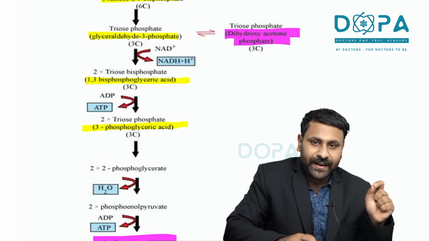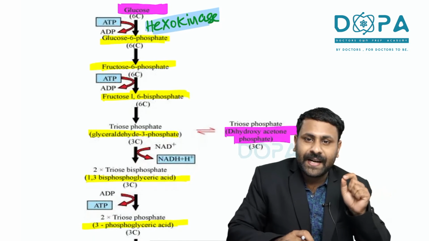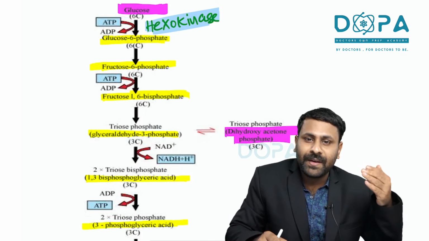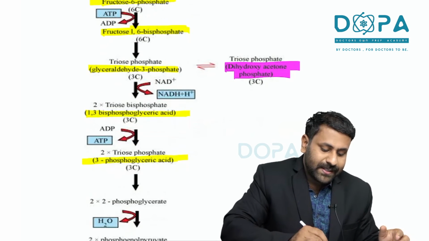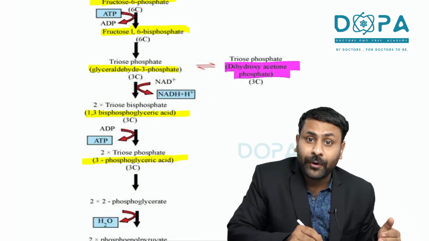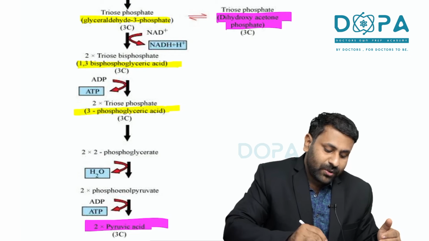Don't forget to note the ATP production and ATP consumption. During the first and third steps, ATP will be utilized. During this step, when G3P is converted into 1,3-BPGA, NADH is produced. During the next step, 1,3-BPGA is converted into 3-PGA.